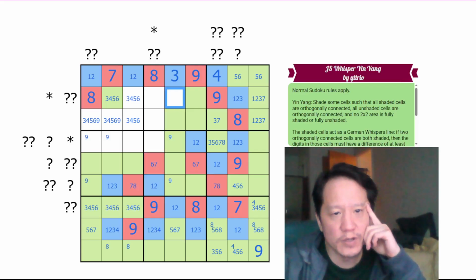This would have to be shaded because of 2 by 2 area. This would have to be unshaded because of 2 by 2 area. This would be a diagonal of shading, so this has to be unshaded here. Therefore, this would have to be diagonal of blue.